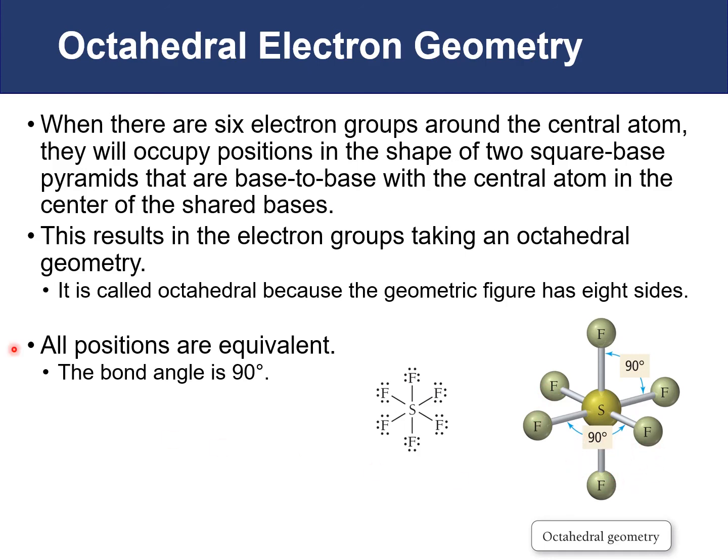In the octahedral geometry, all positions are equivalent, and the bond angle between any 2 adjacent fluorines is going to be 90 degrees. The bond angle between fluorines that are on opposite sides of the central atom would be 180. But all the other bond angles will be 90 degrees apart.